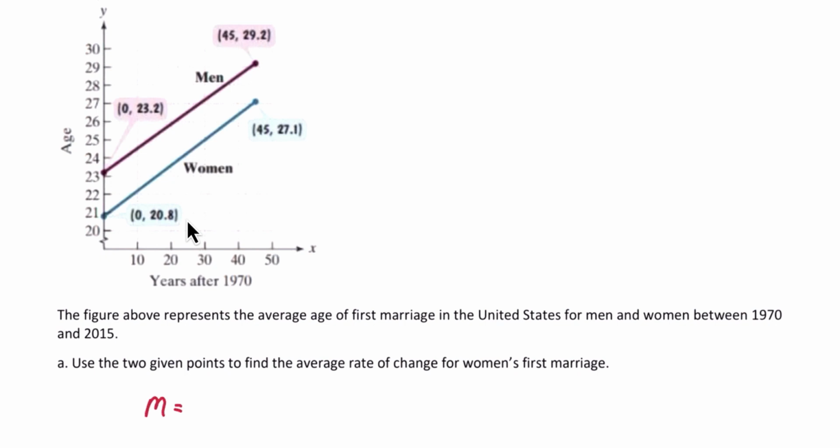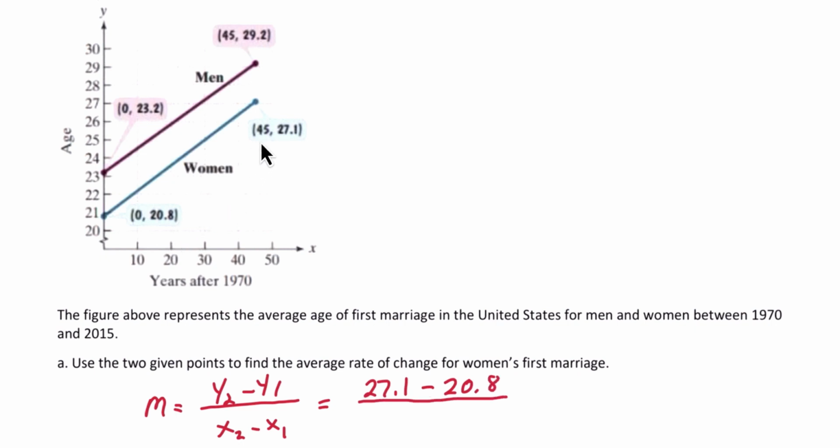So m, remember, is y2 minus y1 over x2 minus x1. y2 is 27.1. y1 is 20.8. x2 is 45. x1 is 0.